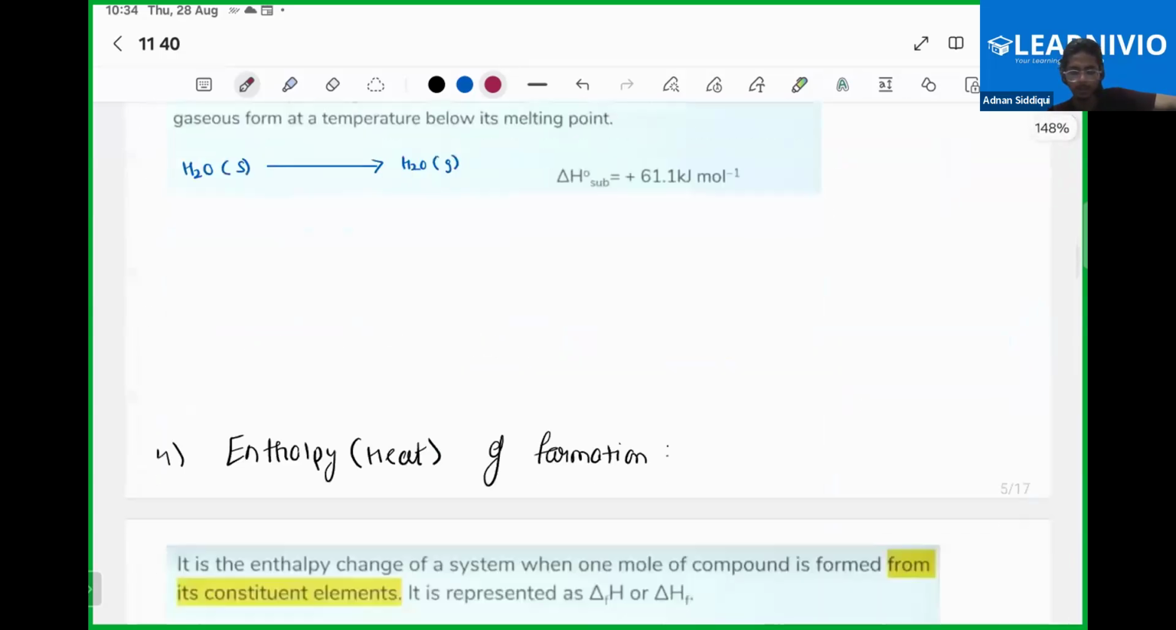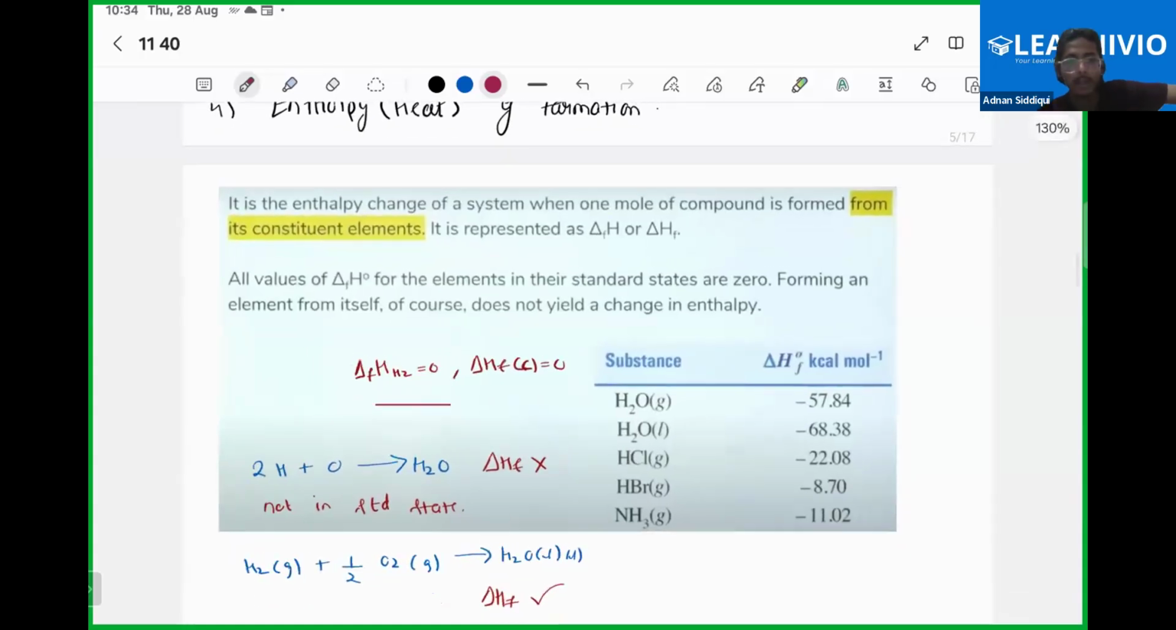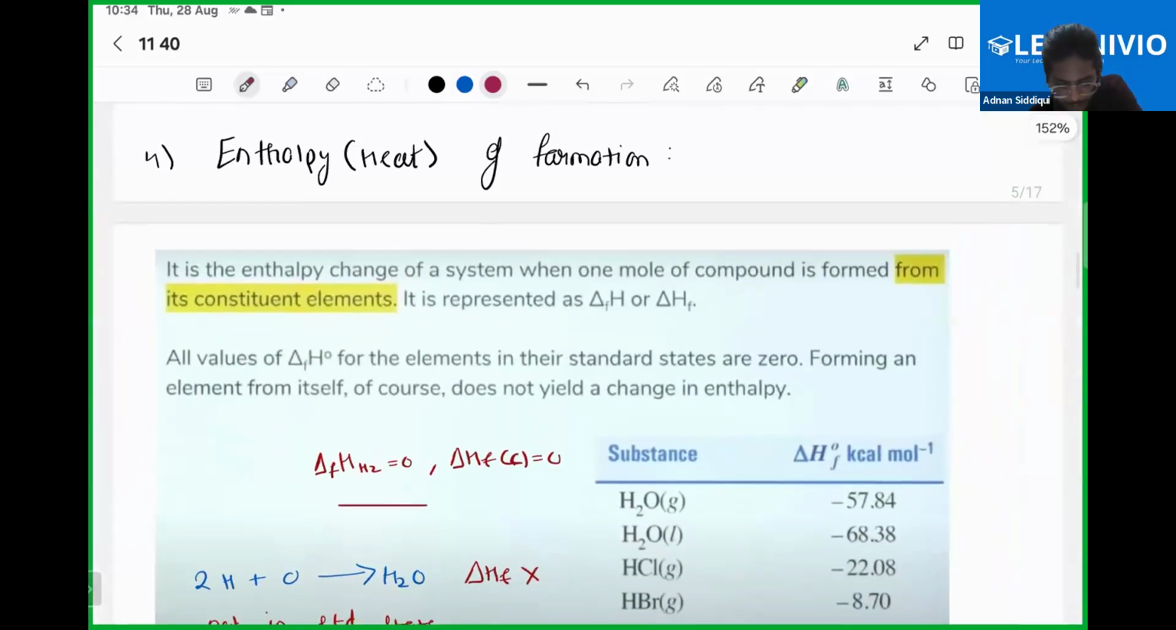Now, enthalpy or heat of formation. Enthalpy of formation or heat of formation. What is this? Let us talk about it. It is the enthalpy change of a system when 1 mole of a compound is formed from its constituent elements. It is represented by delta H F. So it is the enthalpy of formation. When you are making a compound, the heat that is evolved or absorbed by the system is called the heat of formation.